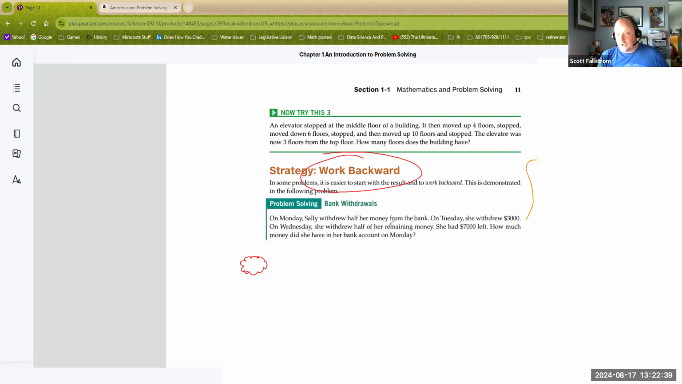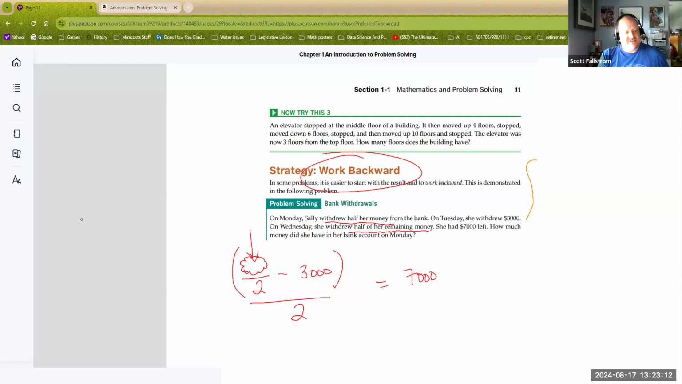Then what did she do? Watch, just go through it in order. She withdrew half of her money. So how much does she have left? She has half left in the bank. Then on Tuesday, she took out $3,000, right? Then on Wednesday, she withdrew half of her remaining money. Well, this is the remaining money, and she took half of it out. And what remains was $7,000. So now I have this plan where I can go through and solve to get this.